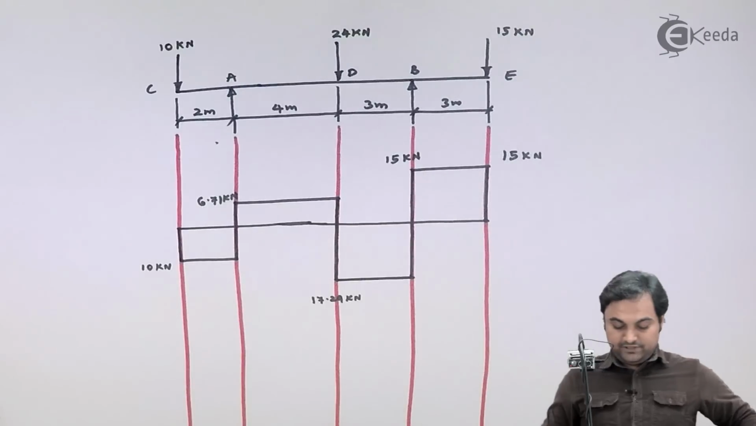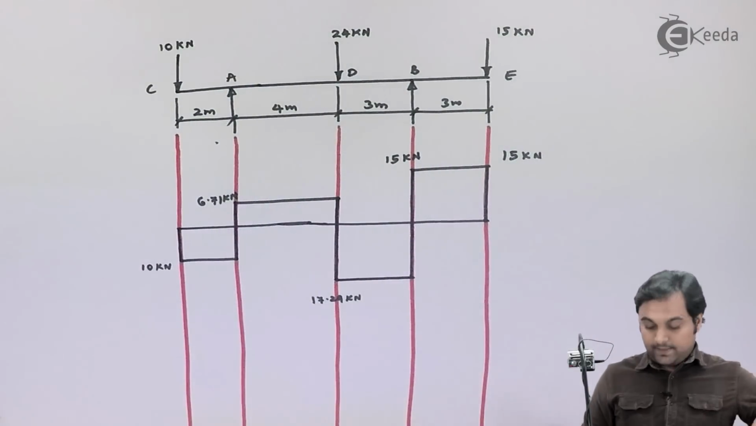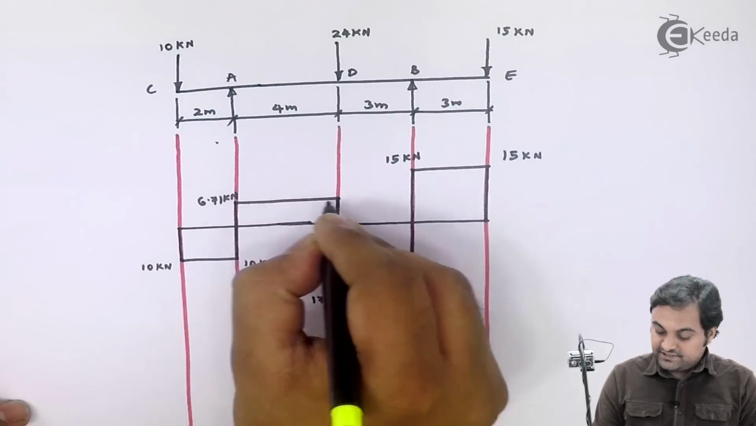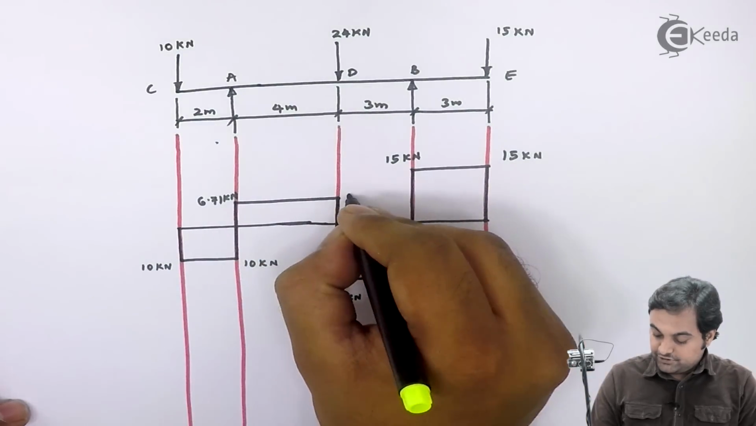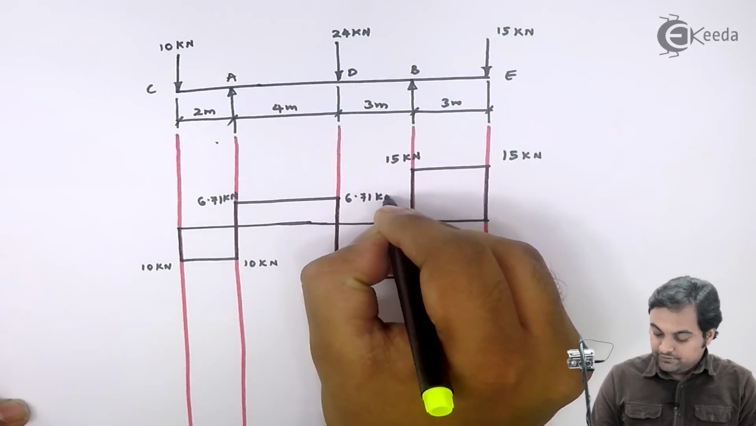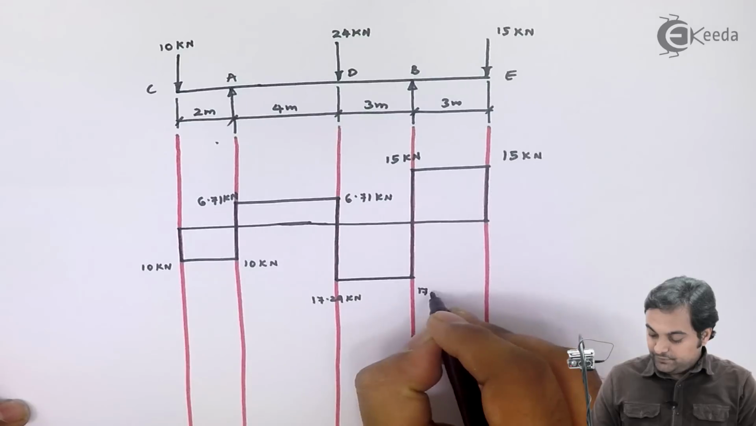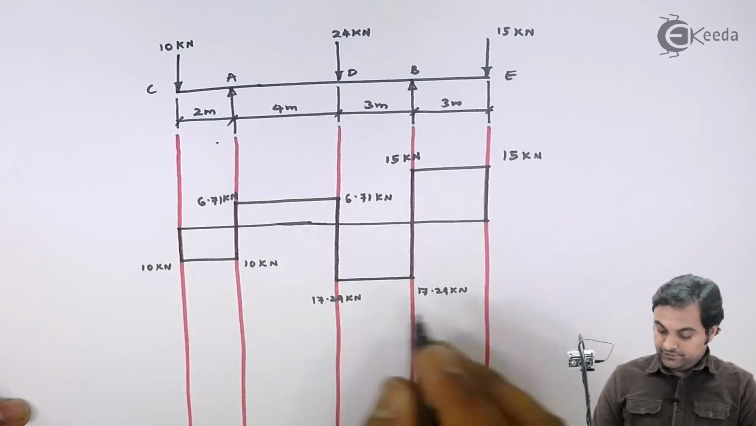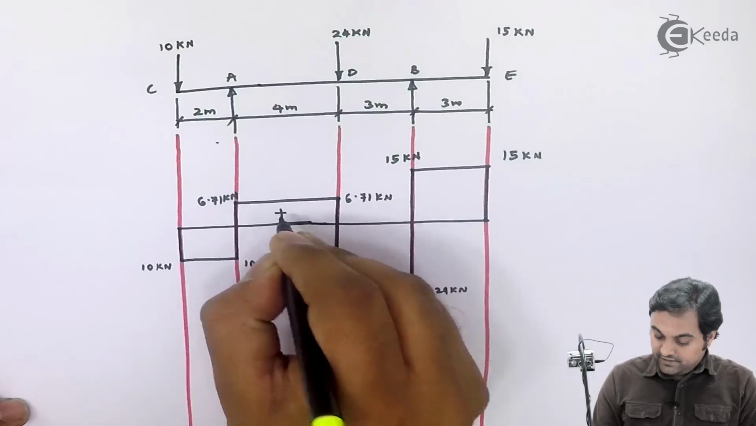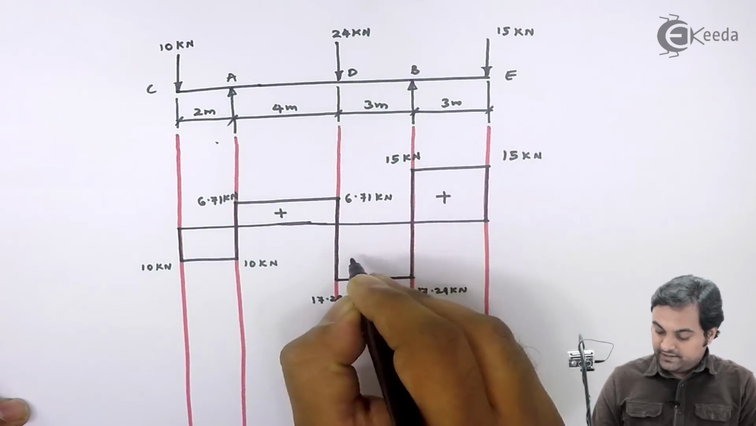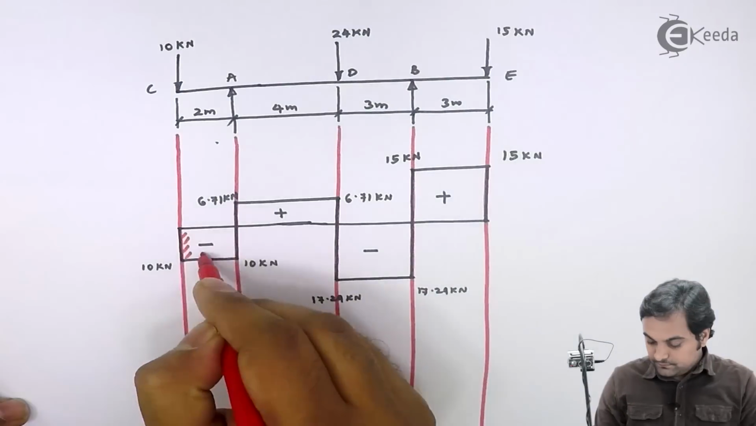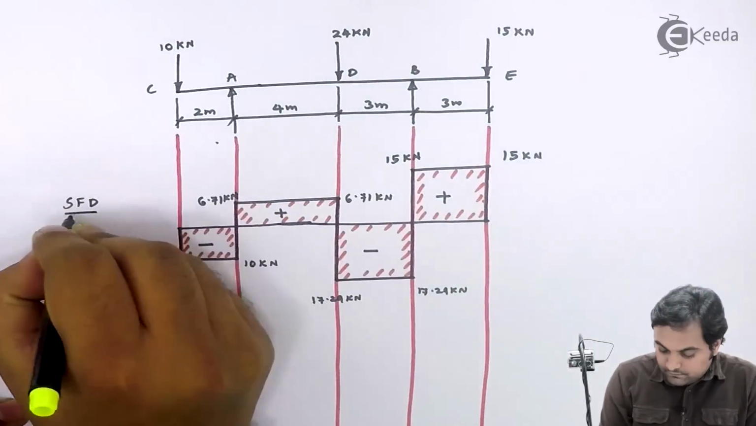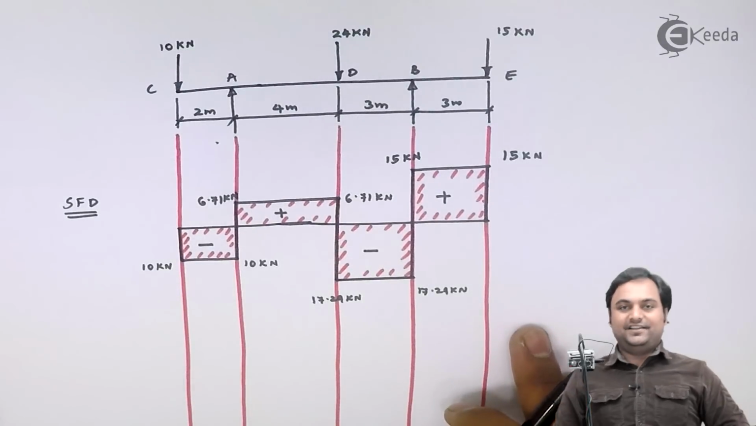So here is the shear force diagram which we have. I can write 10 here also, 10 kilonewton. This 6.71 kilonewton remains constant, so 6.71 kilonewton. Here I have 17.29 kilonewton and this 15 kilonewton is constant. Positive sign above the line, negative below the line. So this completes my shear force diagram.